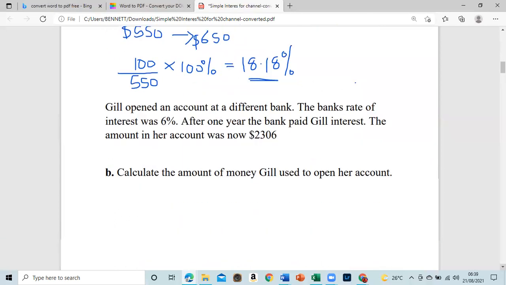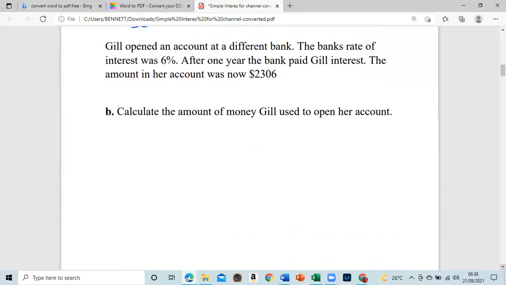All right, we go on to Jill now. Again, guys, go ahead of me and do the question. Jill opened an account at a different bank. The bank rate of interest was 6%. After 1 year, the bank paid Jill interest. The amount in her account was now 2,360. Calculate the money Jill used to open the account.